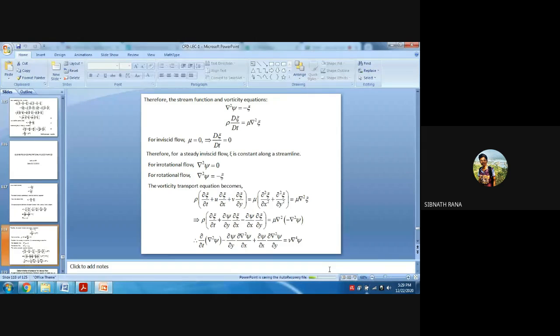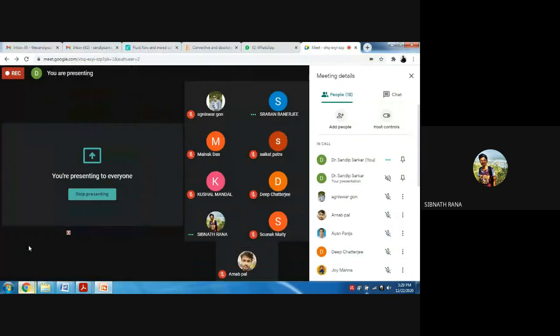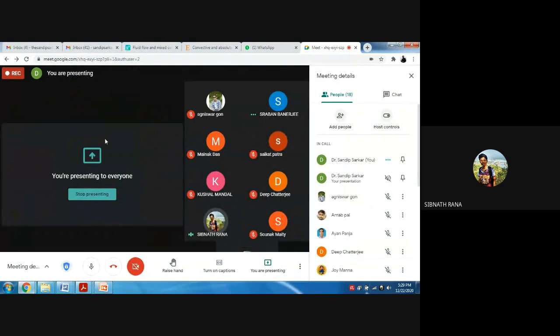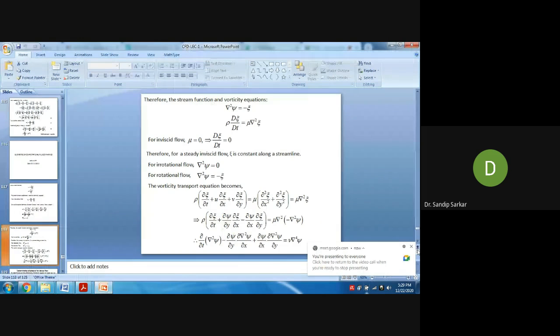Yes, sir. The velocity field can only be known from these equations. Velocity field? No. From this equation, why are we deriving this equation? We are deriving this equation to calculate the velocity field because we do not know the velocity field a priori. So based on the boundary condition, we want to calculate the stream function equation.